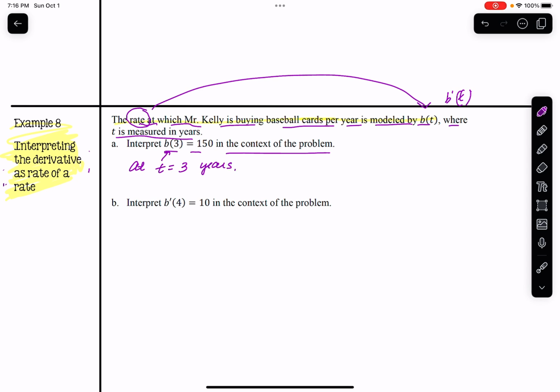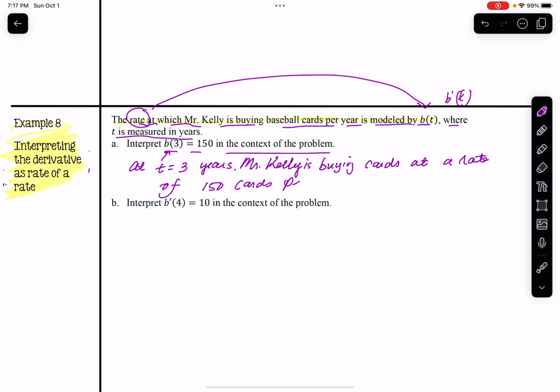Then we can say Mr. Kelly is buying cards at a rate of 150 cards per year. There. So notice we're talking about a rate, and he's buying them at 150 cards per year. That's what B of 3 equals 150 means.